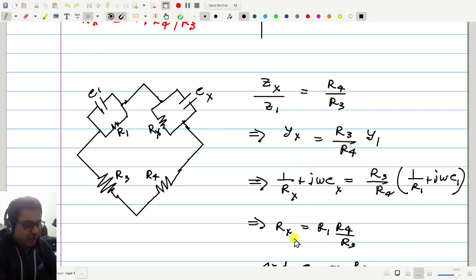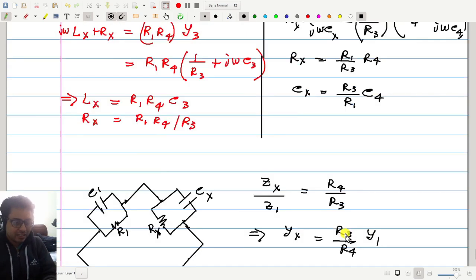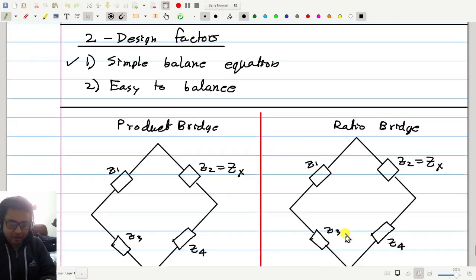But all I want to say, this is not a very scientifically interesting thing to say, but the fact is that if I take this side also in the parallel combination, just like my unknown side, then my calculation of balance equation becomes simpler. Only that's the thing. The only minor point here is that if you make your bridge in the form of a ratio bridge or a product bridge, your balance equation comes out to be very simple.